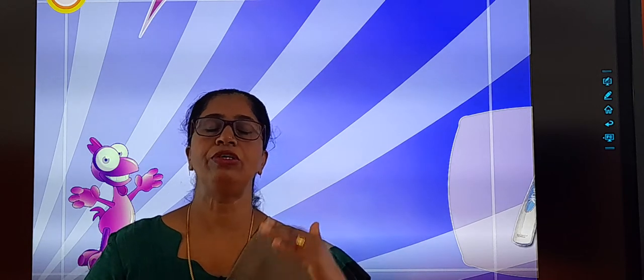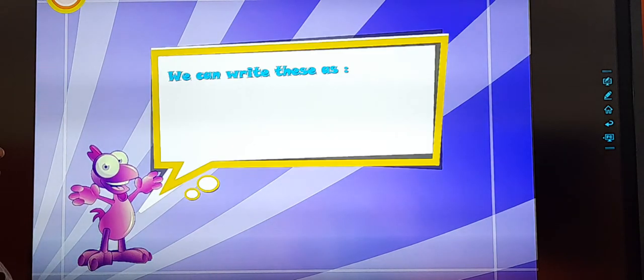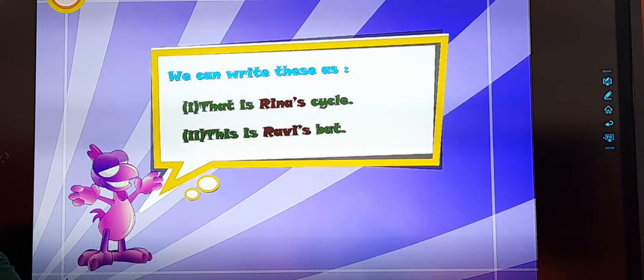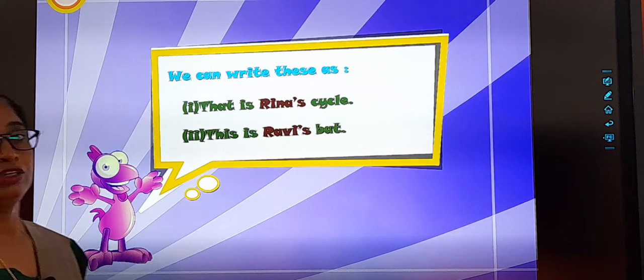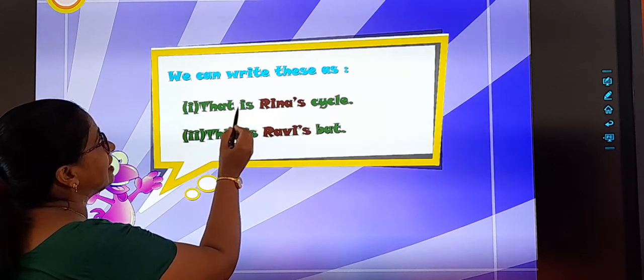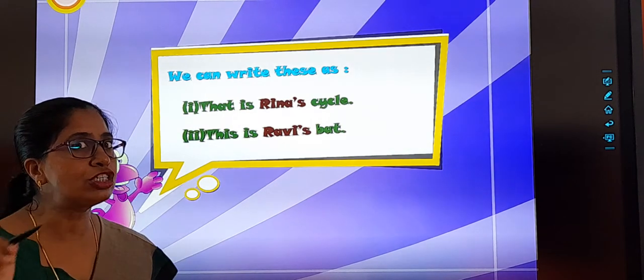So how are we going to write this and show the possession? Pay attention. We can write these as, that is Reena's cycle, this is Ravi's bat. So children, this is where you need to pay attention. That is Reena's cycle, because the cycle belongs to Reena.